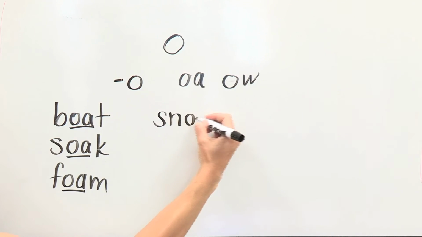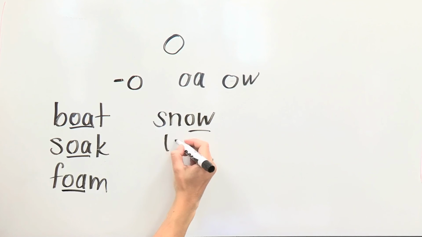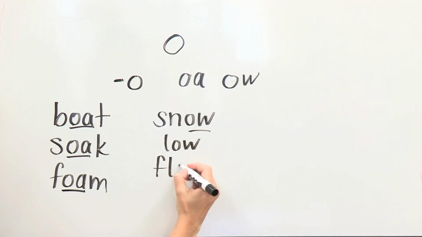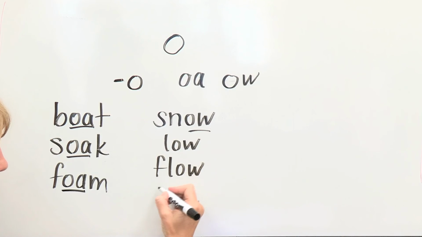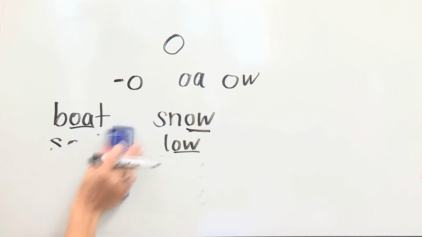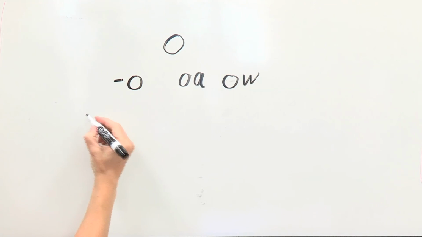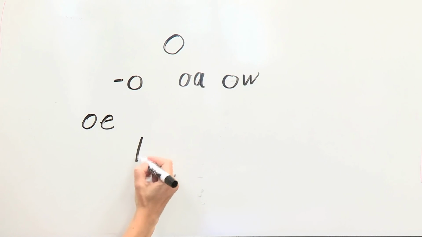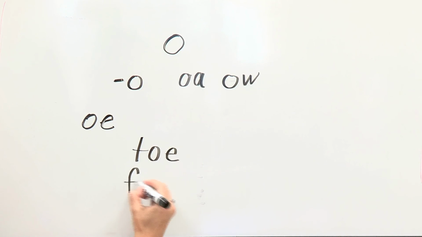So snow. Okay, so we have snow, low, flow, crow. All right, so you see how you can possibly distinguish between when you need to use OA and when you need to use OW. OW is at the very end of a word. Crow, flow, low, snow. And then we do have OE. Okay, toe. All right, and then bow.